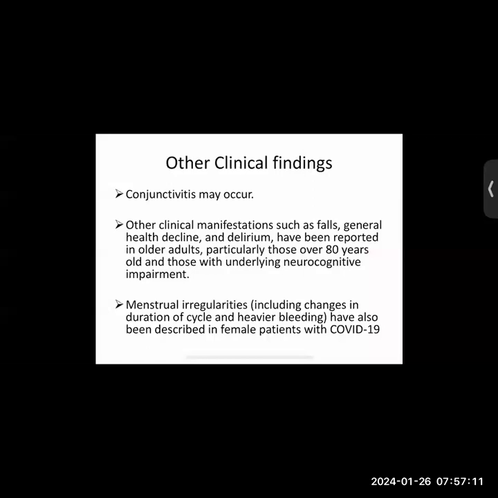Okay, so other clinical findings could be that the patient could have conjunctivitis. Some of them could actually, because those that have increased risk of severe disease are the elderly. So there could be decline in health function, could have delirium, which has actually been reported in elderly people. Then in females, they could have menstrual irregularities.